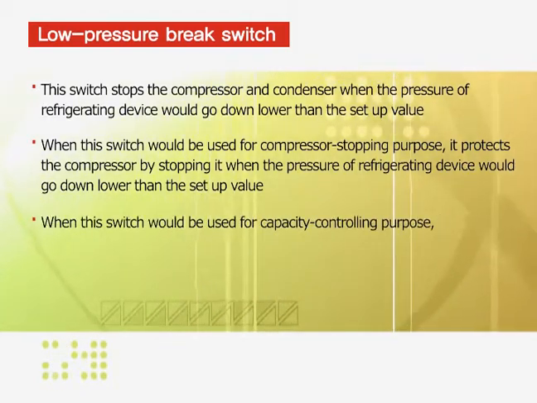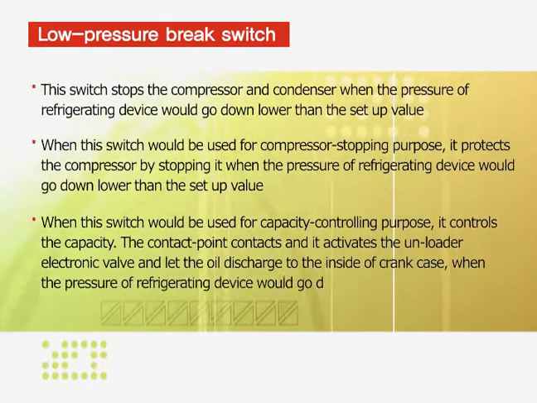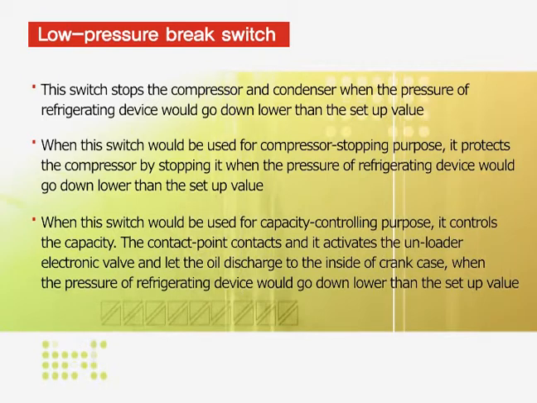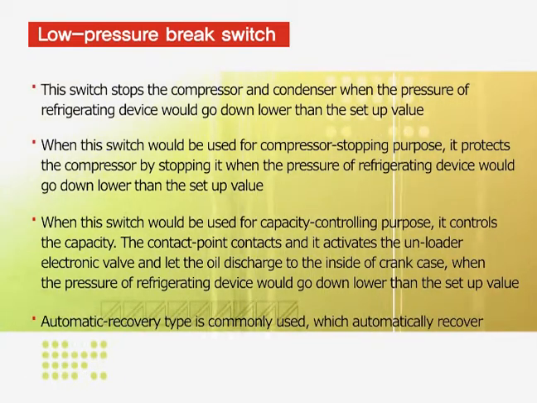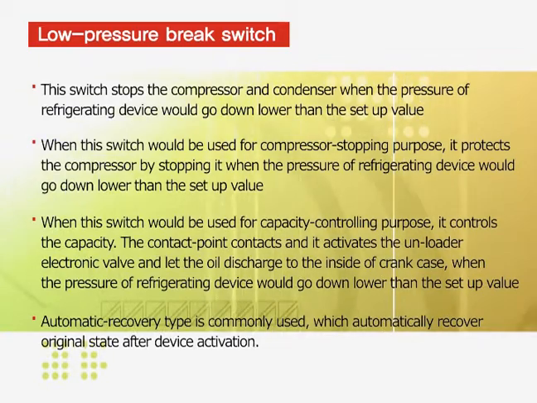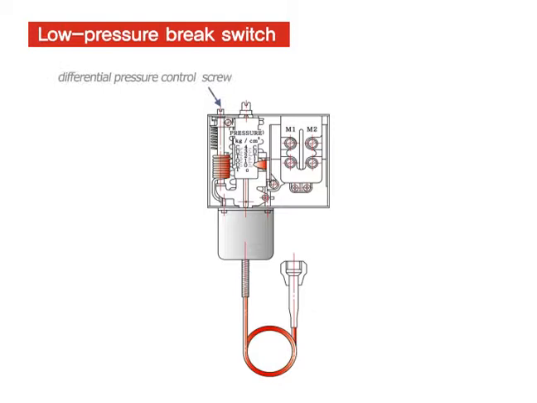When this switch is used for capacity controlling purpose, it controls the capacity. The contact point contacts, and it activates the unloader electronic valve and lets the oil discharge to the inside of the crankcase when the pressure of the refrigerating device goes down lower than the setup value. Automatic recovery type is commonly used, which automatically recovers the original state after device activation. Next figure is the structure of the low-pressure pressure switch.